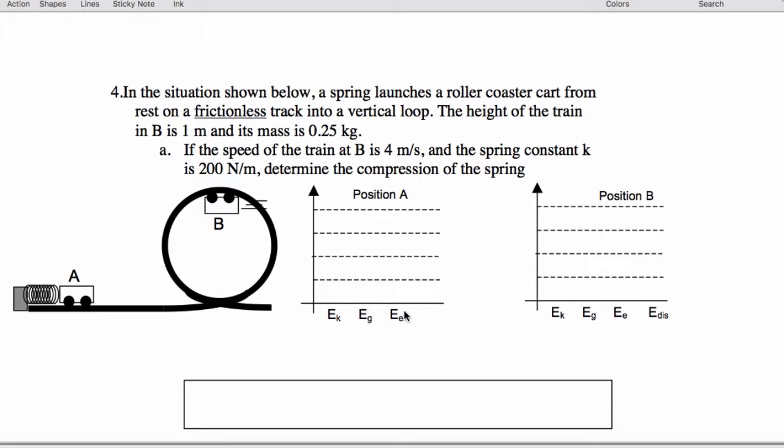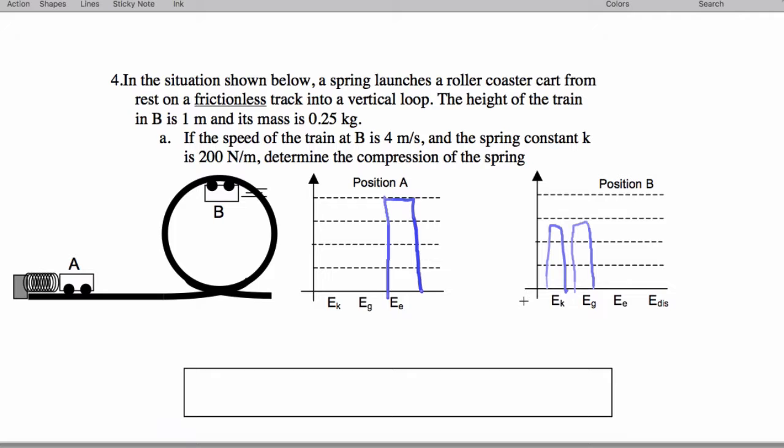So now we're moving on to this wonderful energy bar graph problem. We had this little car, little compressed spring there. So at position A, we have all elastic energy. And then when we get to B, we have a combination of gravitational and kinetic energy.